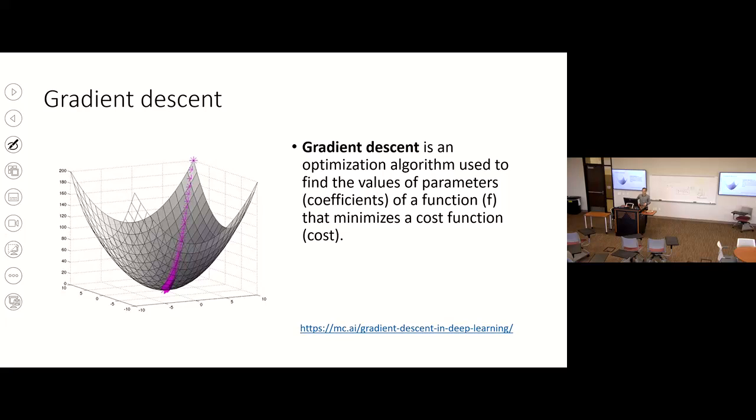Inside those optimization functions, gradient descent is one of the algorithms that is used most.